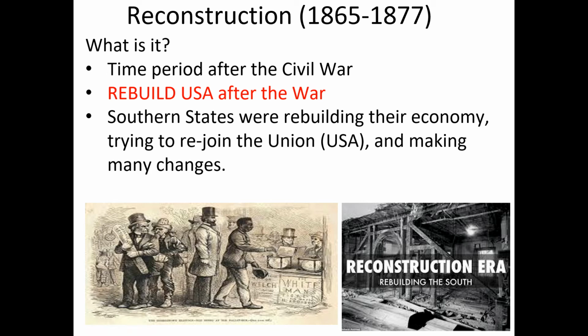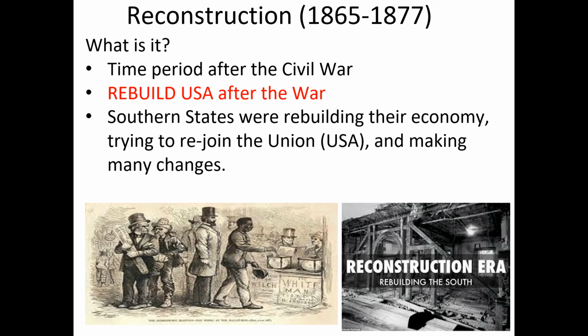And to understand what this is all about, we need to look at what the name of the period means. So we're looking at the word reconstruction. Construction means to build something, and re- means to do it again. So the simple understanding of what Reconstruction is all about is rebuilding the United States after the war.